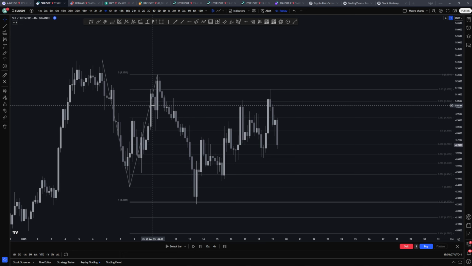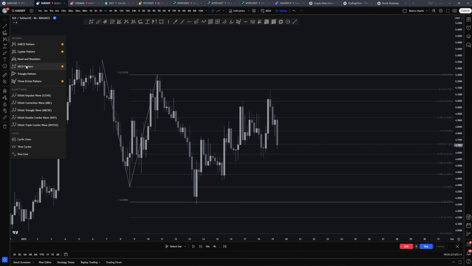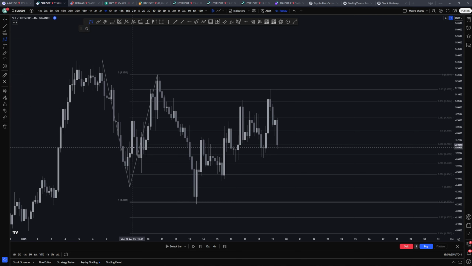Essentially, what it's saying is, okay, what if we don't just take a random distance every time? What if we don't take every single price leg? But what if we only take the price legs that have reacted to fibs, that have exact Fibonacci ratios attached to them? That is this little tool right there, the ABCD pattern.